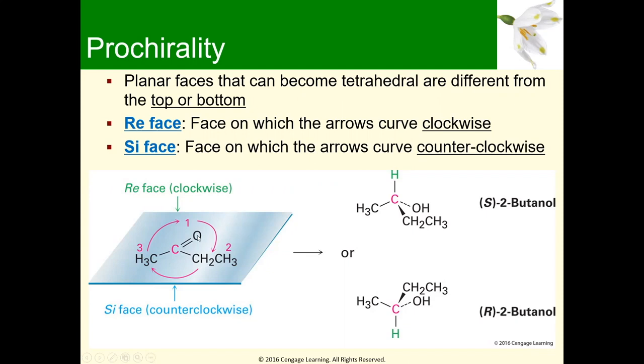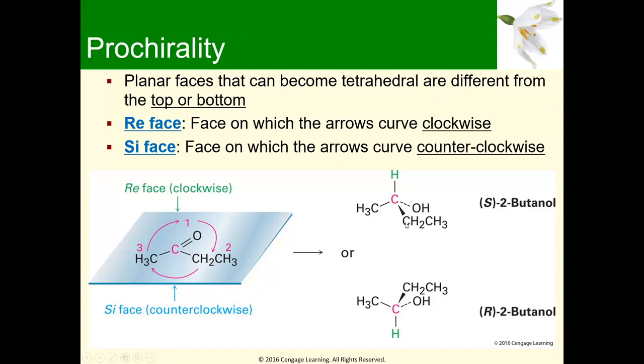The highest priority would be the oxygen because it has the highest atomic number. The second highest priority would be the ethyl group because it's got carbon connected to another carbon. And the third priority would be the methyl group because it's just got carbon connected to 3 hydrogens. Since that makes a clockwise turn, or a right turn, if you're thinking about a steering wheel, we call that Re, just like R was when that priority ranking led to a right turn, a clockwise turn. But if you look at it from the other side, that would look counterclockwise.